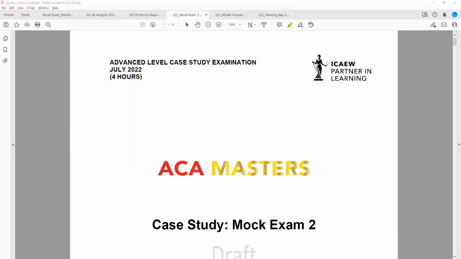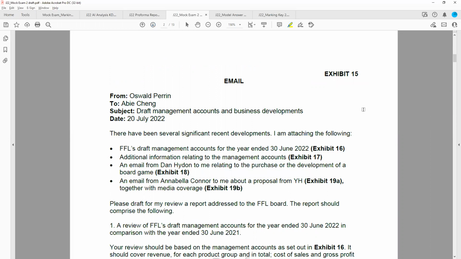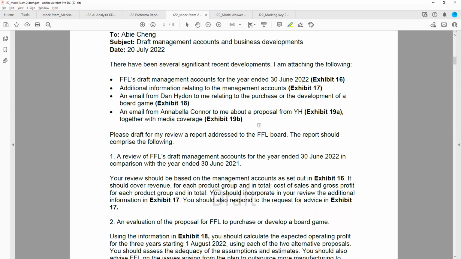So as with the previous mock exam classes, we're going to take each requirement in turn. So starting with requirement 1, a review of the draft management accounts for the current year in comparison with the previous year, as we would expect for requirement 1, as has always been the case in requirement 1. Your review should be based on management accounts as set out in Exhibit 16. So as we would expect, we're going to get the latest set of management accounts in Exhibit 16.